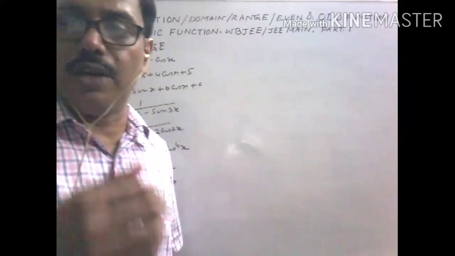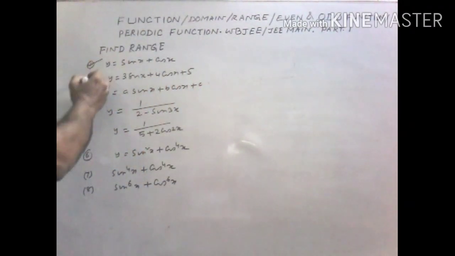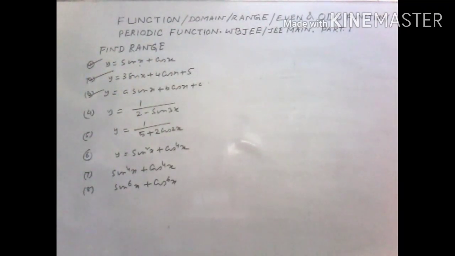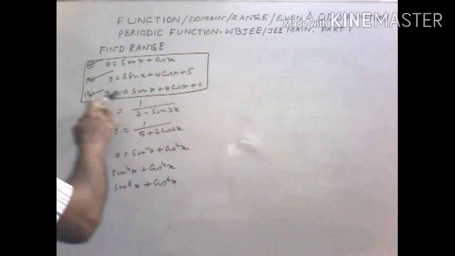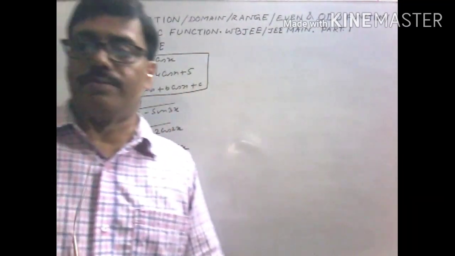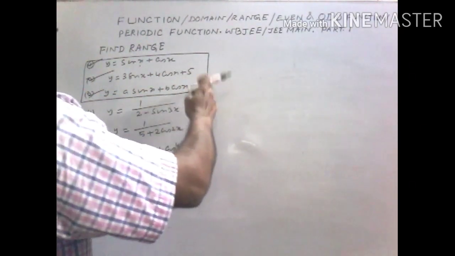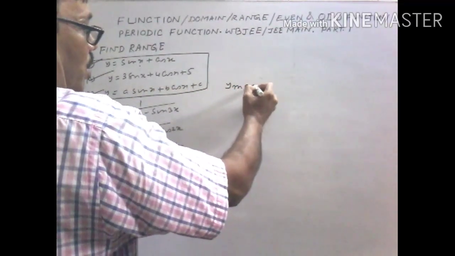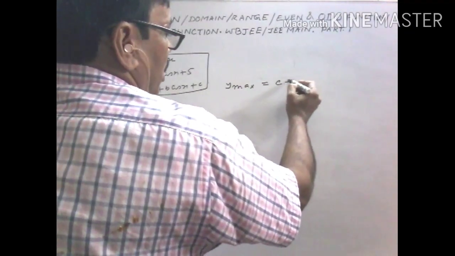Now we consider the range of simple trigonometric functions. So y equals sin x plus cos x, 3 sin x, and so on. So problems number 1, 2, 3. Now 3 is the general problem. So y equals a sin x plus b cos x plus c. So what is the maximum value? We know what the maximum value is. So this is our working proof.